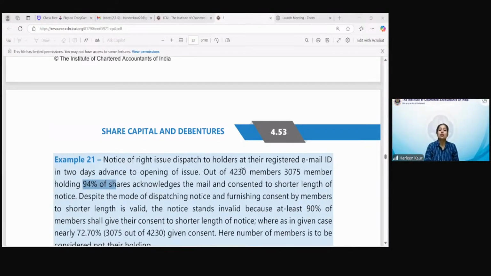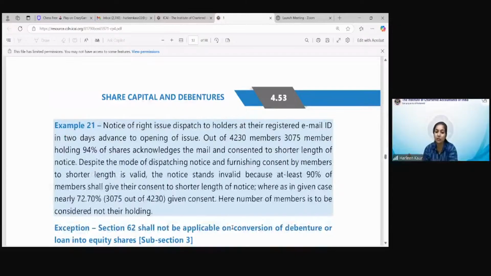Now everybody is correct. So children, tell me, if 72% of the shareholders have given their consent for shorter notice, will it be a valid notice? Don't you think I told you right now that at least 3 days prior it has to be issued? So it will not be considered a valid notice. So you will write that despite the notice having been sent in a proper way, the furnishing done in electronic mode, which is allowed, it is invalid because 90% of the members should have given the consent. Here only 72% have given the consent. Number of members is not considered. They're holding, they have. Clear?